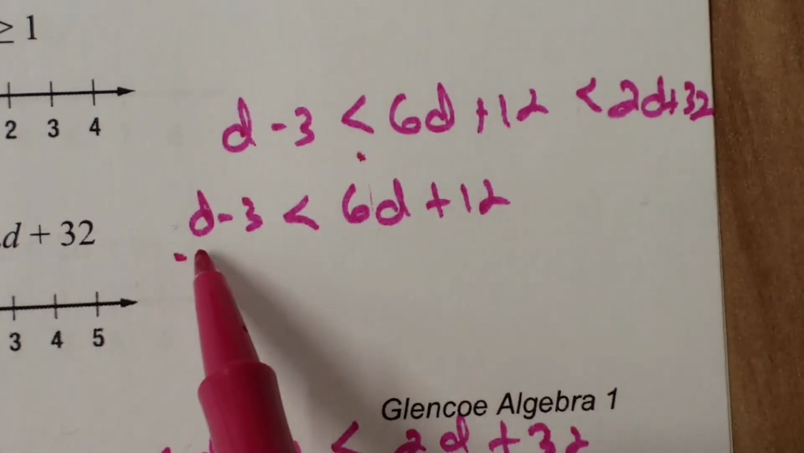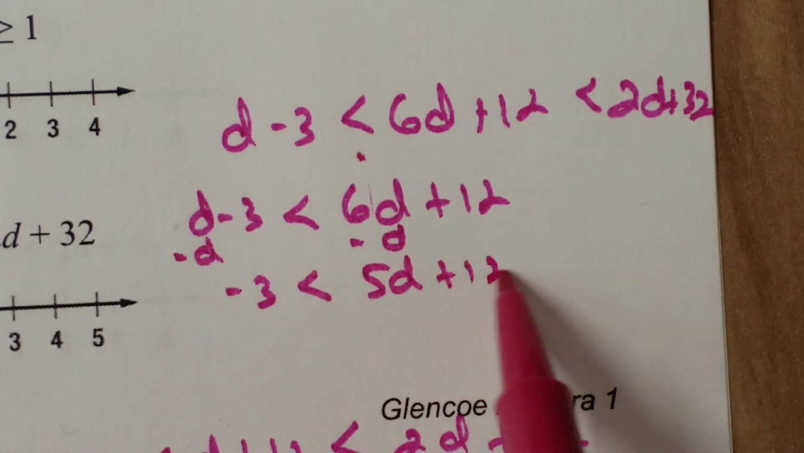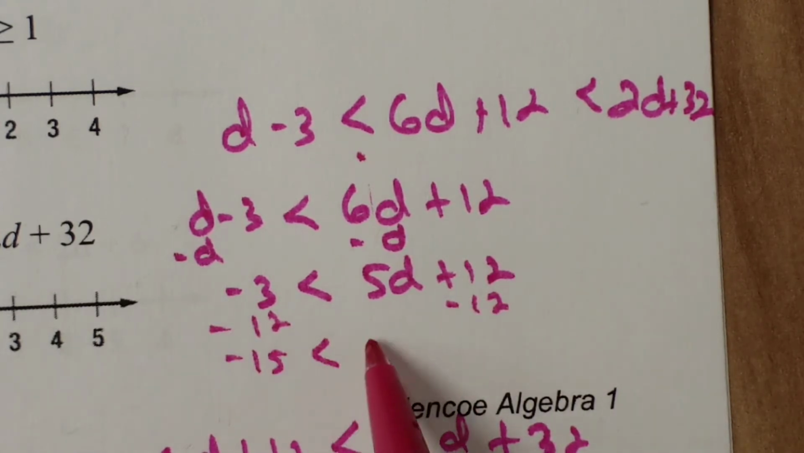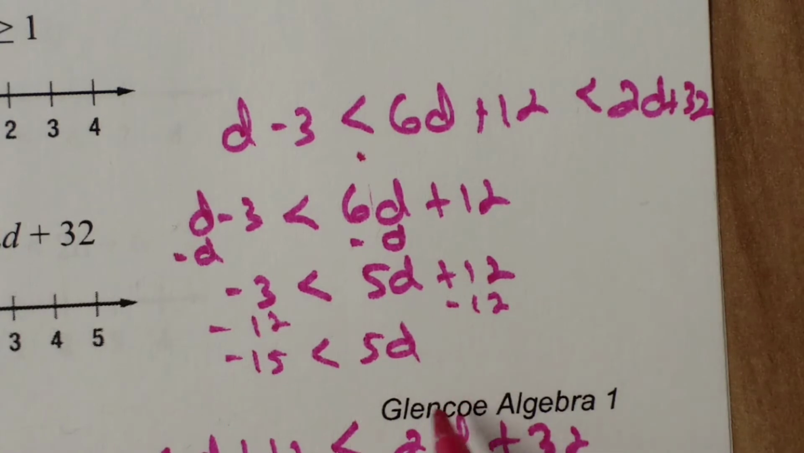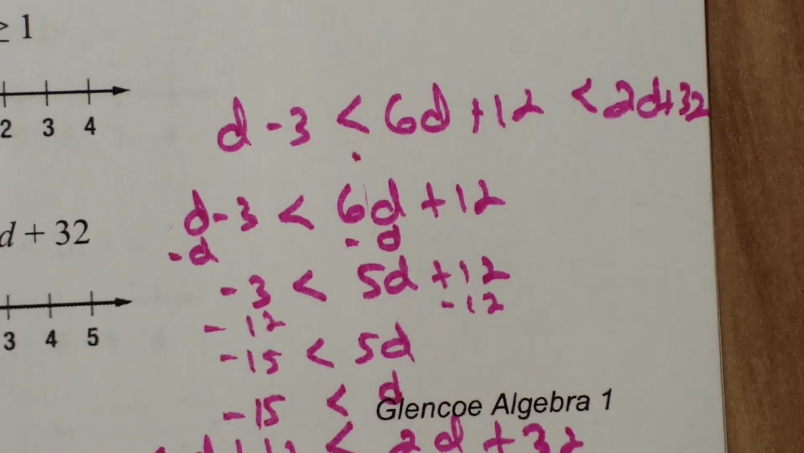Here, take away the D from both sides, and you're left with negative 3 is less than 5D plus 12. Take away 12. Negative 15 is less than 5D. I would divide by 5 and get D. Negative 15, oh, sorry, I didn't divide by 5. Negative 15 divided by 5 is negative 3. So negative 3 is less than D. So I'm going to have an open circle here. For this one, I'll come back and draw the arrow in a second.